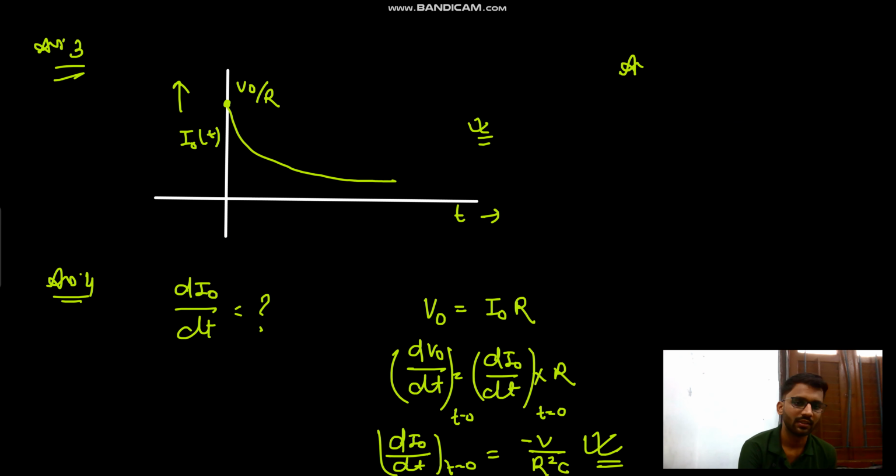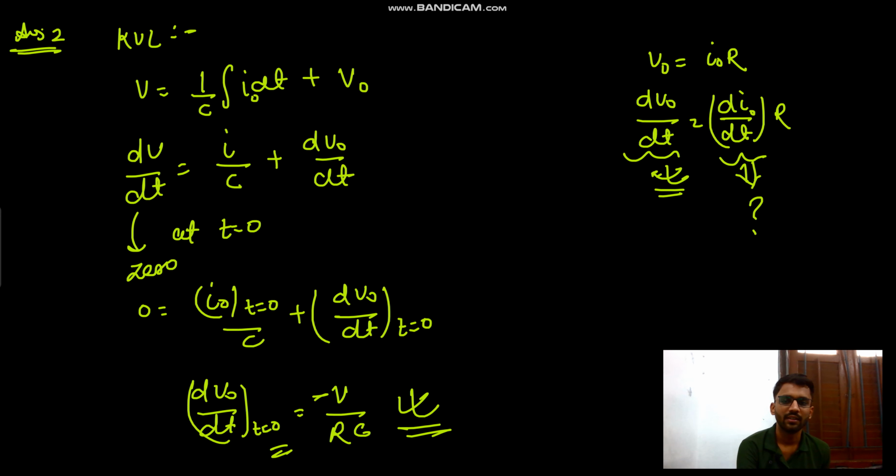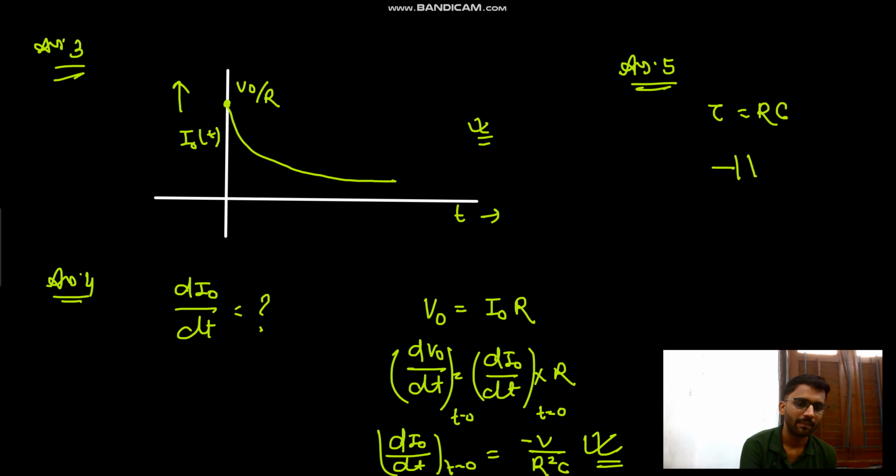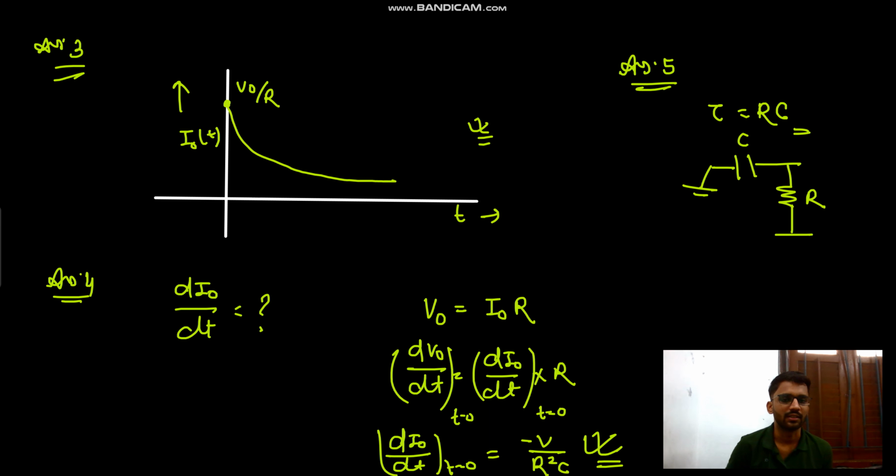And for answer 5, what is the time constant here? Again the time constant is RC only, because the equivalent resistance, because this will be shorted, right? This is R and this is C. The equivalent resistance across the capacitor is R. So the time constant is RC only.